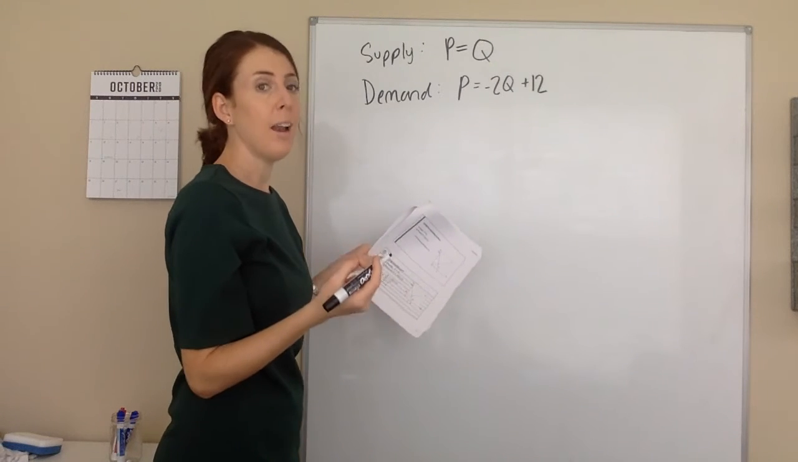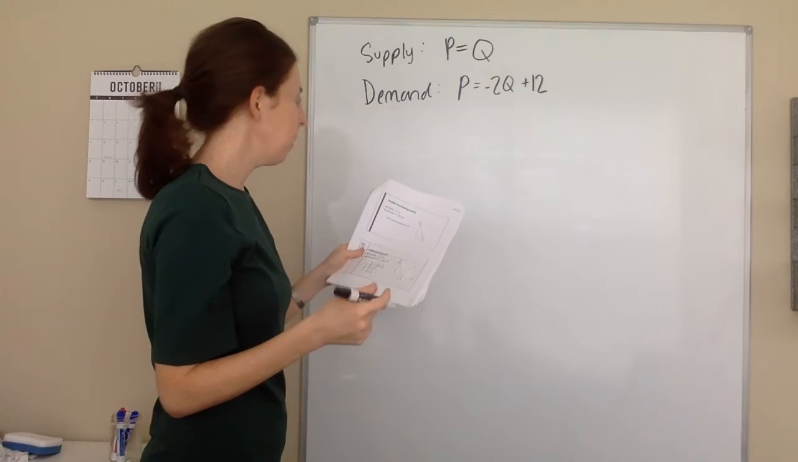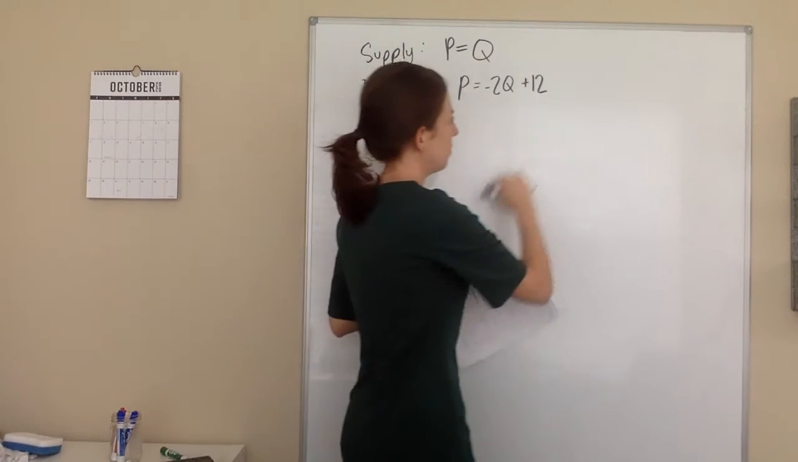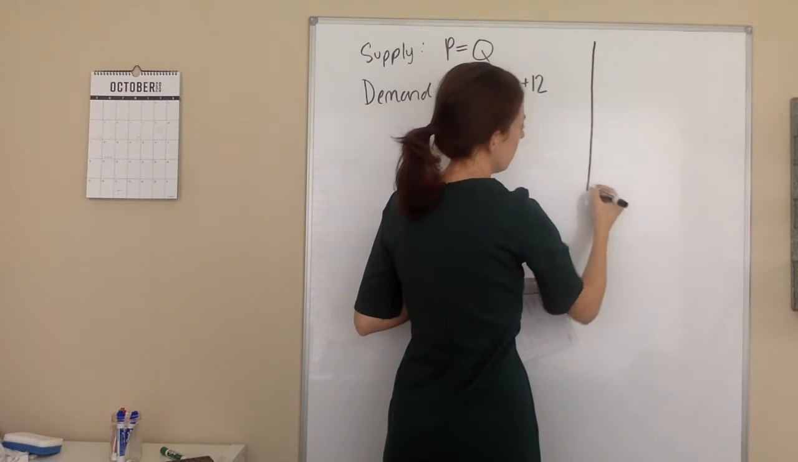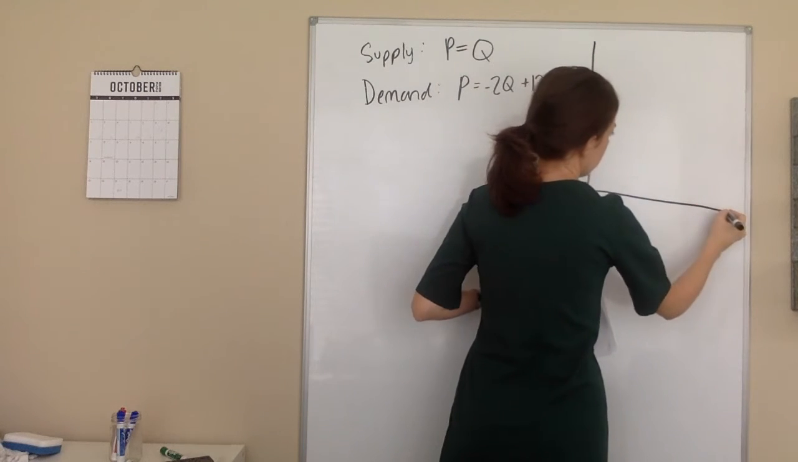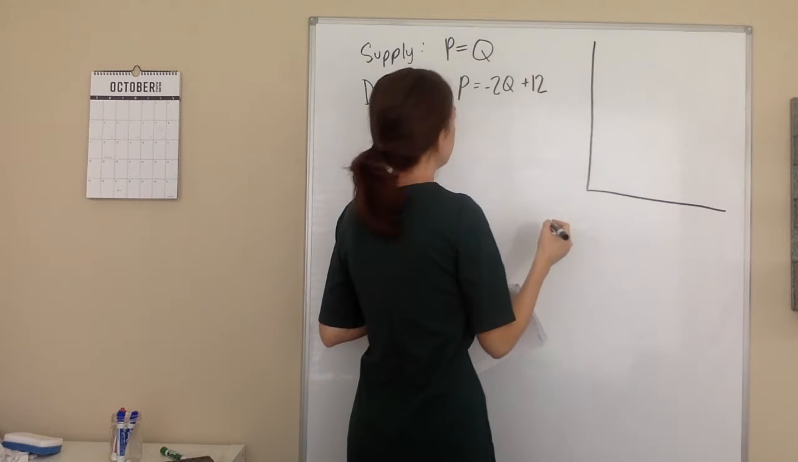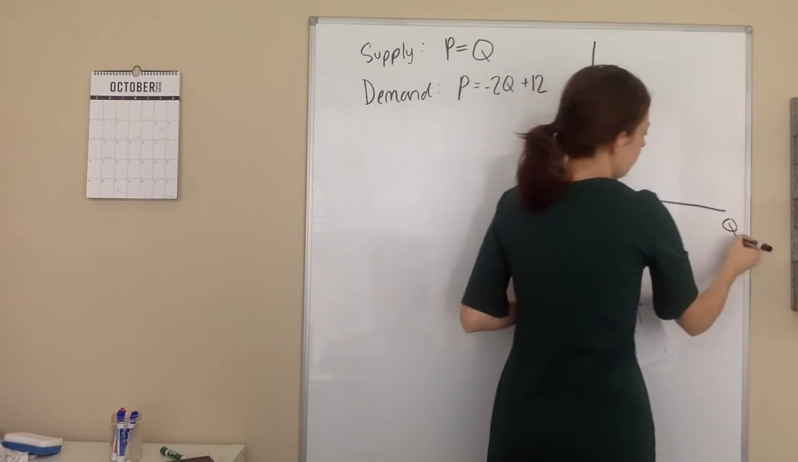Okay, first of all, with these equations, you can use the slope-intercept form that we've covered previously, and you can actually plot out what the supply and the demand curve look like. So let's do that over here. I'll try to draw this as to scale as I can.